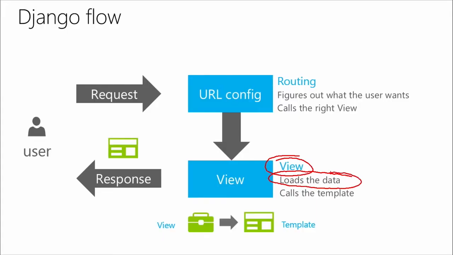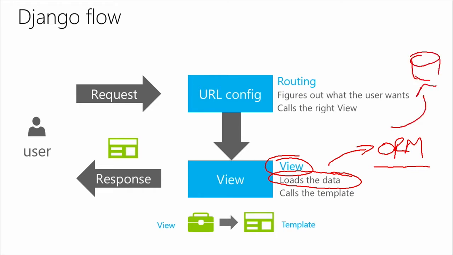Okay, so our view here is going to load the data. And the way that it's going to load the data, and I just don't have this on the slide here, is by using the Django ORM. So inside of the view's code, it's going to have a little bit of code to go off to the database, go get the data, get the objects back, and then eventually call the template, which I'll get to in a moment.